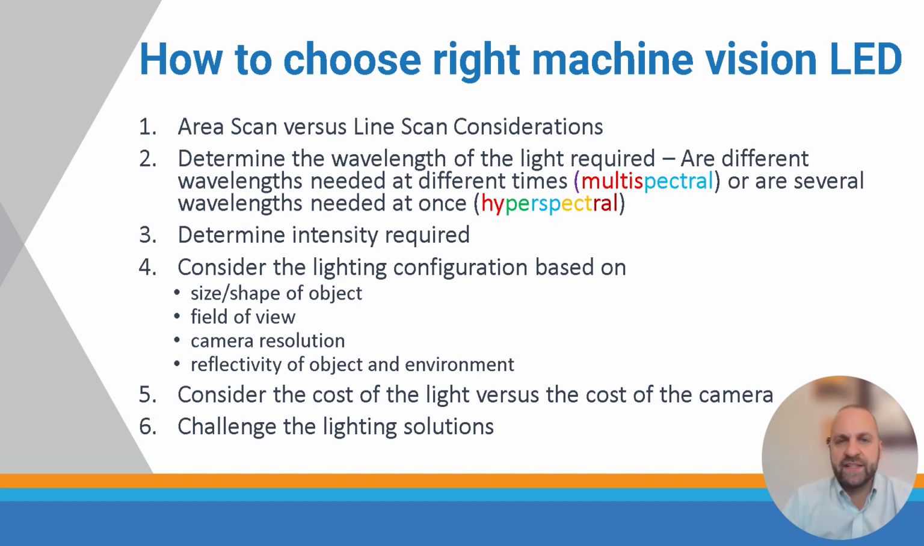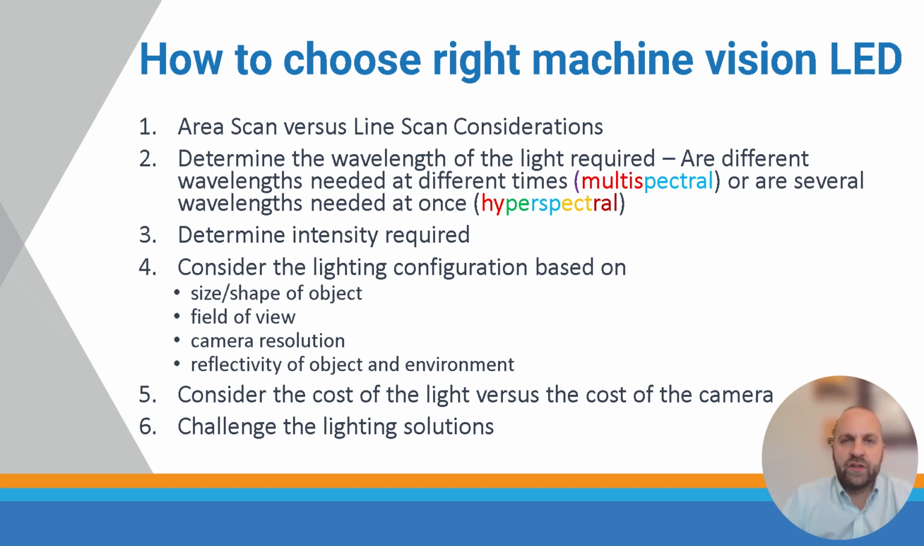And if you don't have enough intensity, do you need a brighter light, or can you strobe that light? Consider the lighting configuration based on the size and shape of the object, your field of view, the camera resolution, and the reflectivity of the object and the background. So this is where you decide whether to use front lighting or back lighting, or whether you need dome lighting or diffused axial lighting, all the different configurations available to us in the machine vision world.